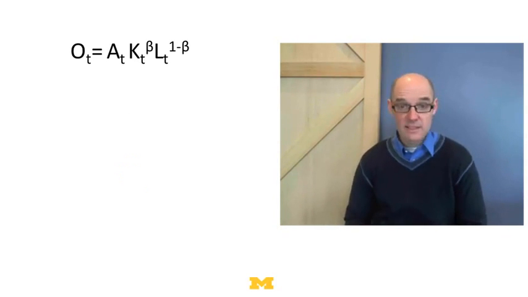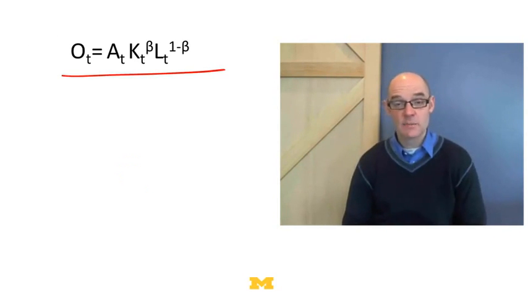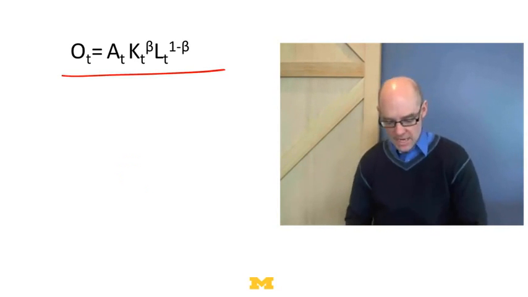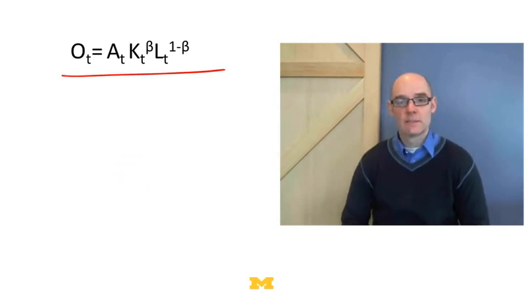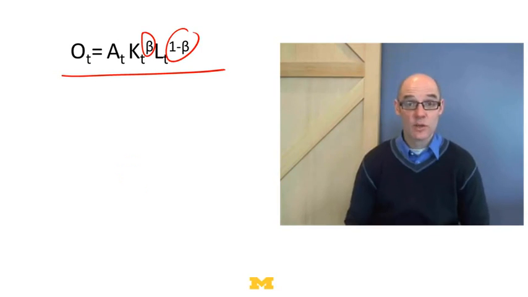Okay, so this is it. Very simple formula. Output is just equal to the technology at that time times capital to the beta and L to the 1 minus beta. Now wait a minute. This also got a little more complicated. Now I get these betas here. Before I had square roots.